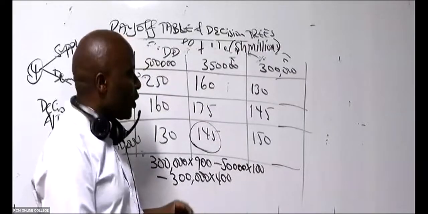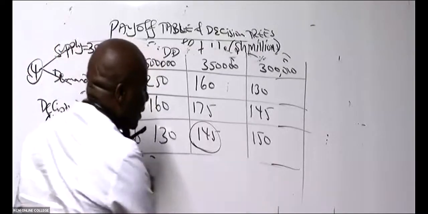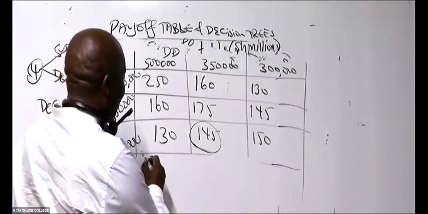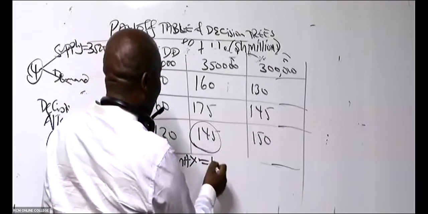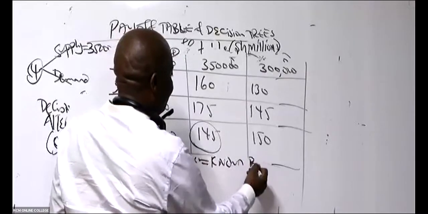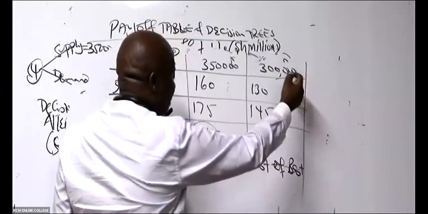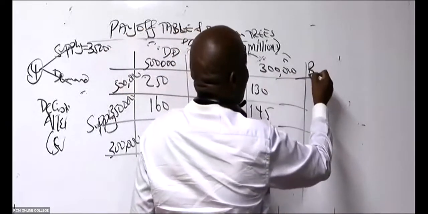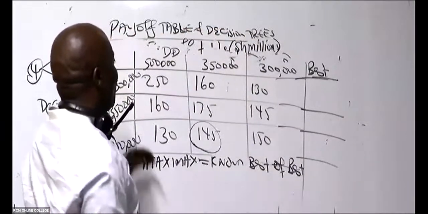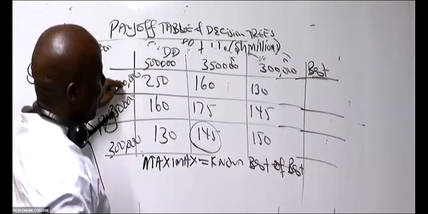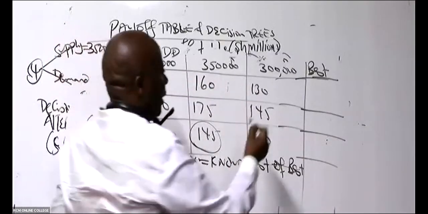Yeah, thank you so much. So then they want us in this case here to use maxi. Remember that maxi is also known as best of the best. So you create a column here for the best. You move for each row. Like now row number 1, the very best profit is 250.